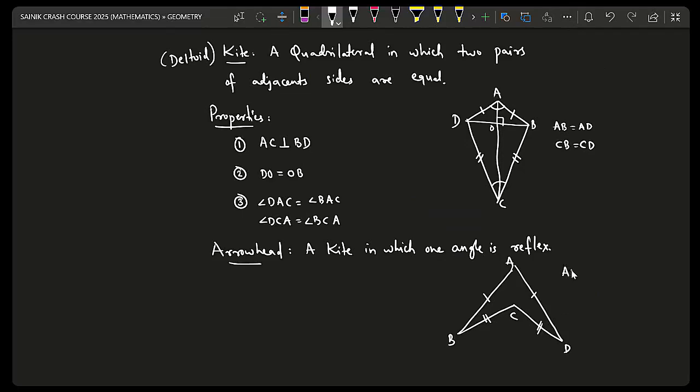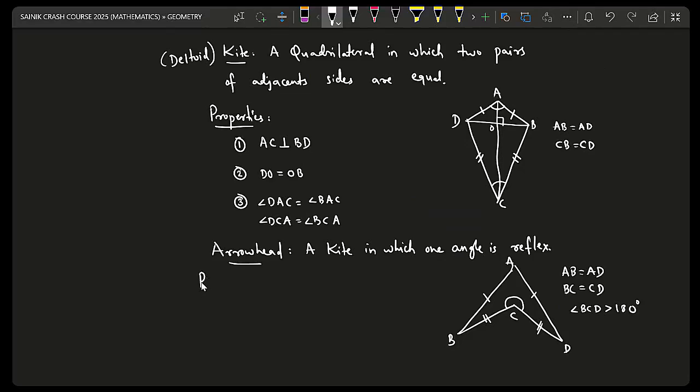So what can we write? AB is equal to AD and BC is equal to CD. So it became a kite. And you can see one angle is more than 180 degrees. We can say angle BCD is going to be greater than 180 degrees, so that's why it is a reflex angle. So this type of quadrilateral is called arrowhead. It is a kite, and one angle is more than 180 degrees.